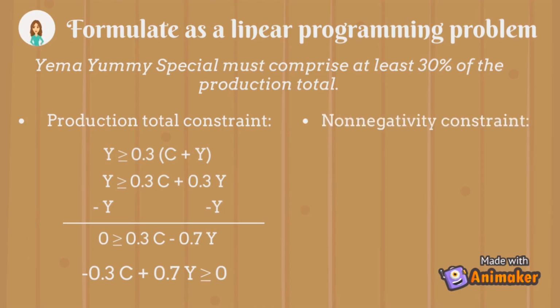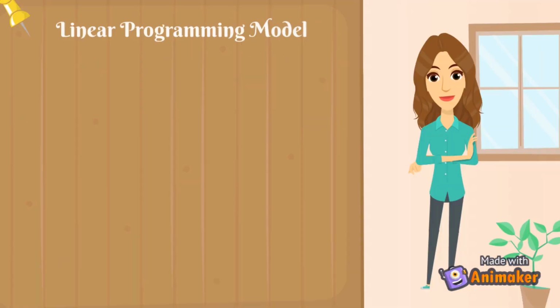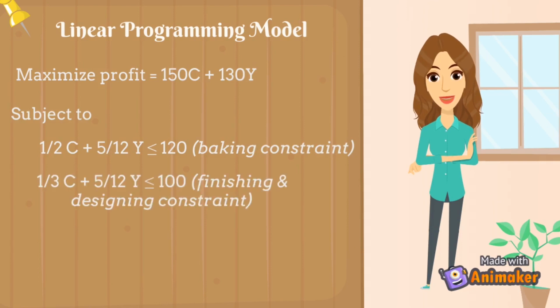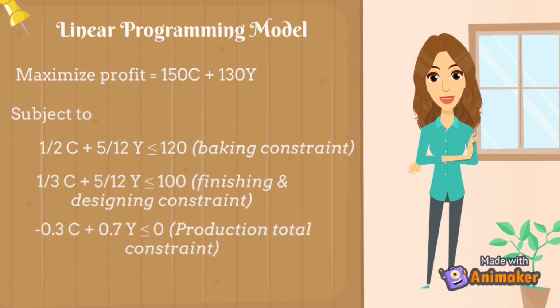And we have our non-negativity constraint, which is c and y are greater than or equal to 0. This is now our linear programming model. Note that the 1/2 in 1/2 c is derived from the 30 minutes required time in baking for the Ultra Chocolatey Yummy, while the 5/12 is the required time in baking the Yama Yummy Special. Also, the coefficients of the finishing and designing constraint are derived from the required time in the finishing and designing stage of the two cakes.